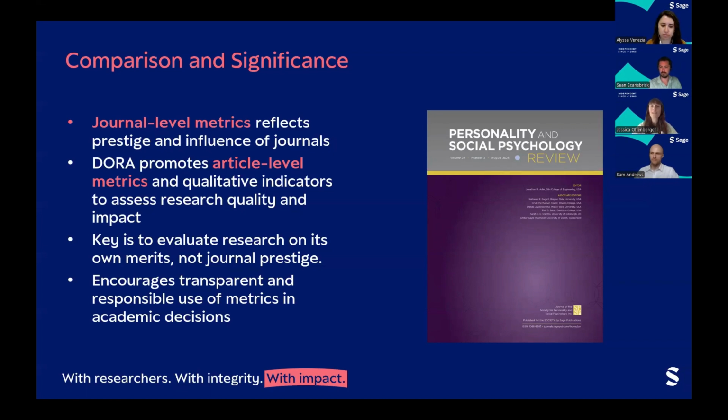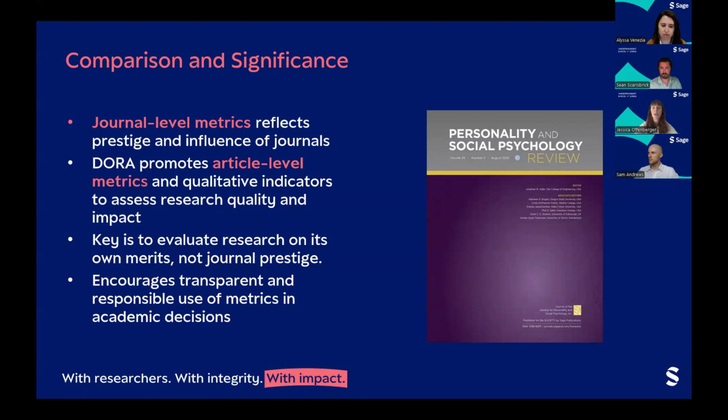A balanced approach, combining both traditional and emerging metrics, provides a more comprehensive view of an academic journal and its academic impact. There is an increasing emphasis on responsible research evaluation, as reflected in initiatives like the Declaration on Research Assessment and the Leiden Manifesto. These frameworks encourage a more nuanced approach to evaluating research, focusing on qualitative aspects rather than relying solely on citation counts.